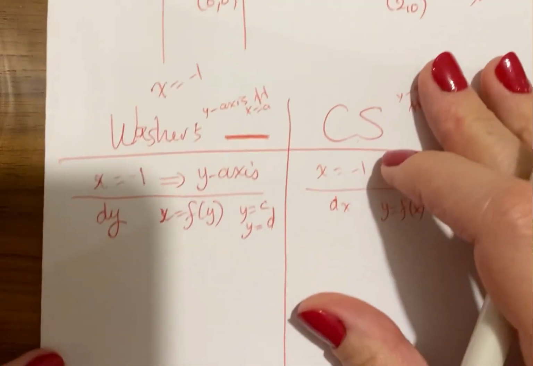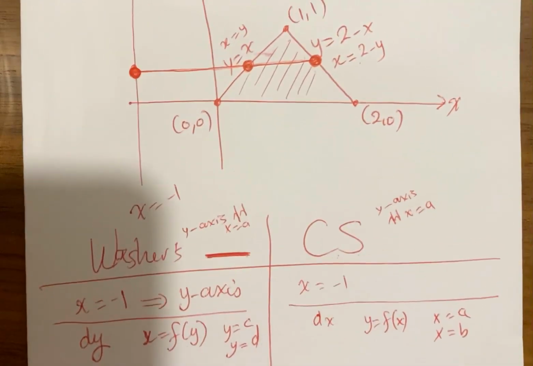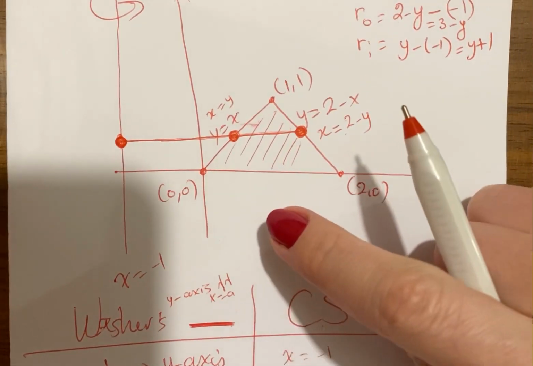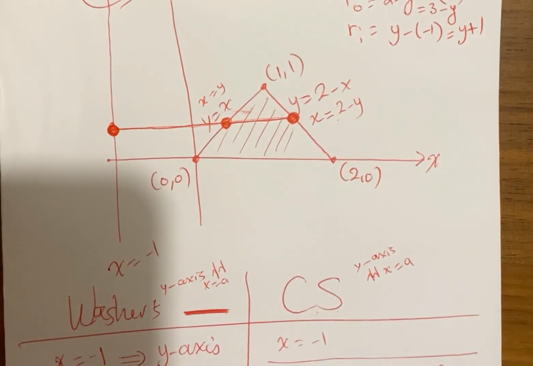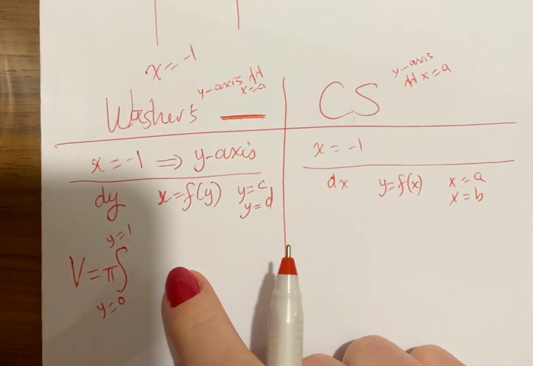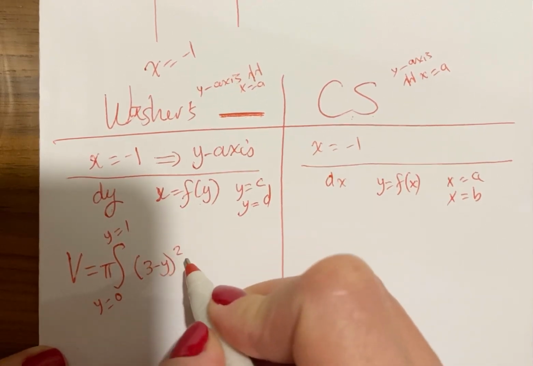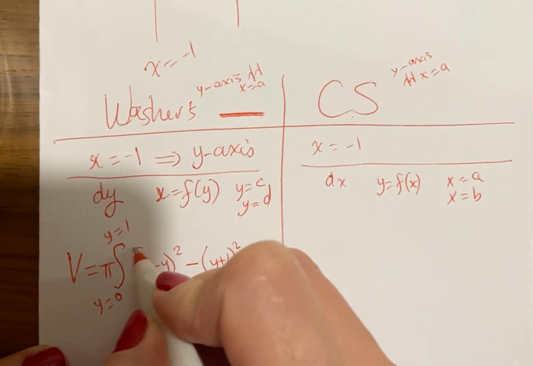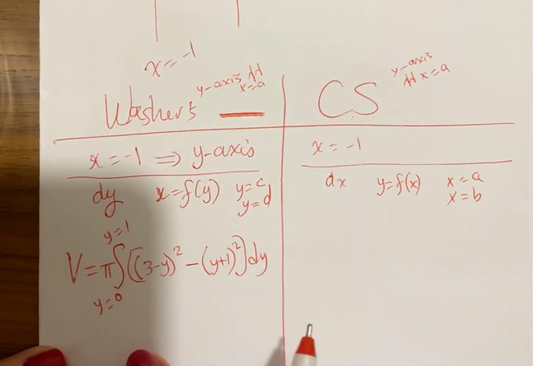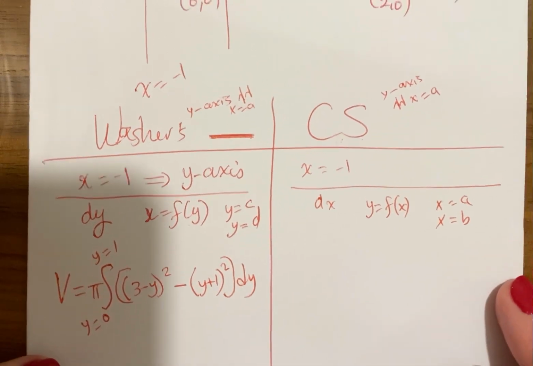And then what will the volume using Washer's method be? It will be pi integral, y from 0 to 1. Limits of y, of course, from 0 to 1. Then you have the outer radius, which was 3 minus y squared, minus the inner radius, which is y plus 1 squared dy. You expand, you subtract properly, and then you integrate one by one.